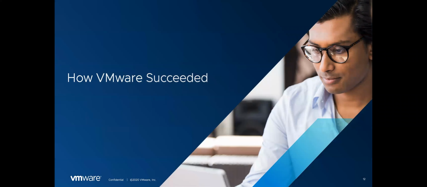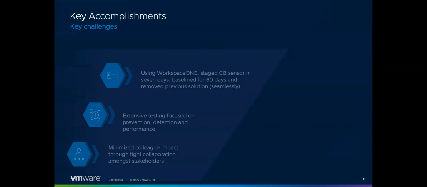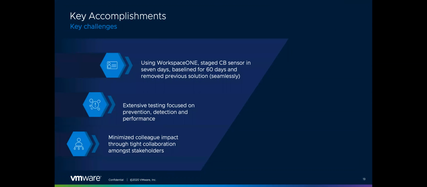So now I'll touch on how VMware succeeded. I'll actually walk you through our specific process. In regards to key challenges, we use Workspace ONE, we stage the Carbon Black sensor in 7 days, and then we baseline the environment for 60 days. By baselining the environment, what I mean is we enable the EDR component. First we deployed Carbon Black using Workspace ONE, and by using Workspace ONE, you can actually stage the sensor by putting some arguments into the command line string, where you just stage the sensor in a bypass state. What that means is essentially the sensor is doing nothing. It's completely dormant on the device.